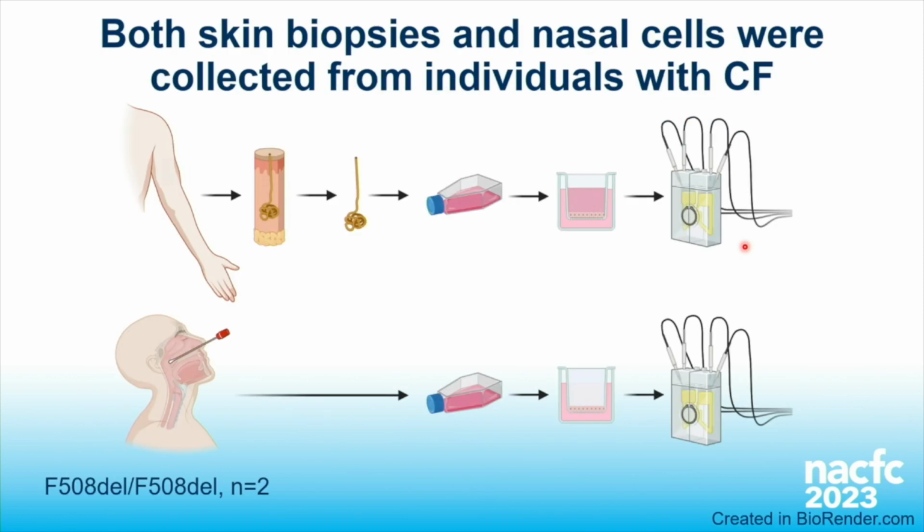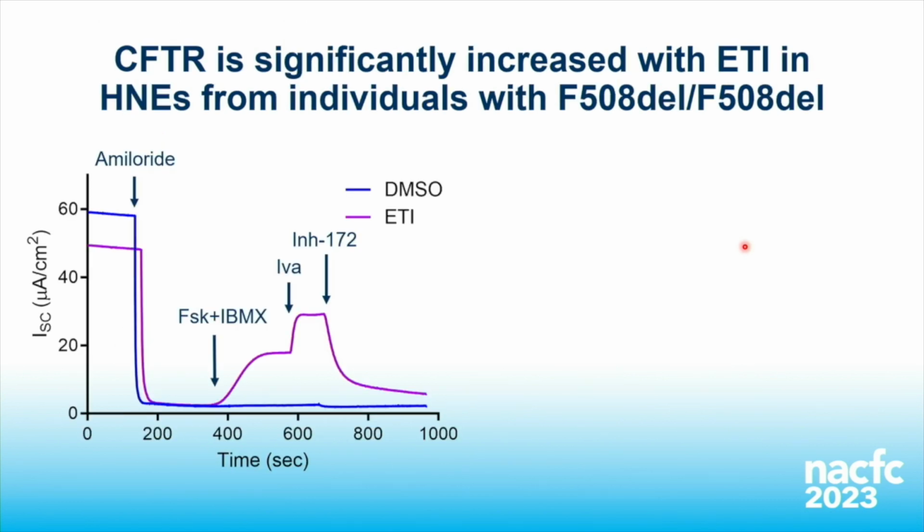So the traces I showed were from cultures derived from individuals without CF. But with this technique in hand, we recruited 2 individuals with CF, both of whom were homozygous for F508del, who were kind enough to donate both skin biopsy and nasal brushing cells for us to culture. So first, here's what we saw in the H&Es.